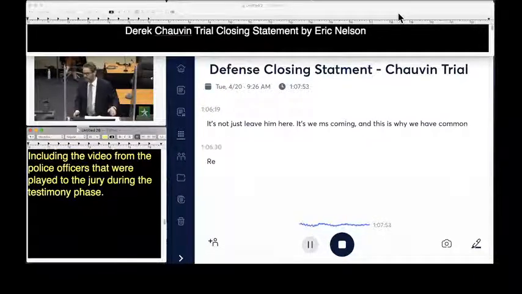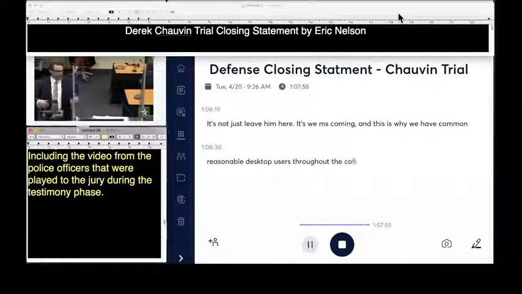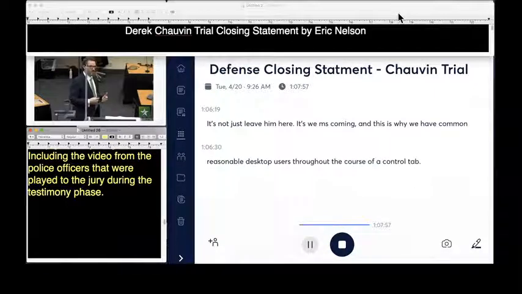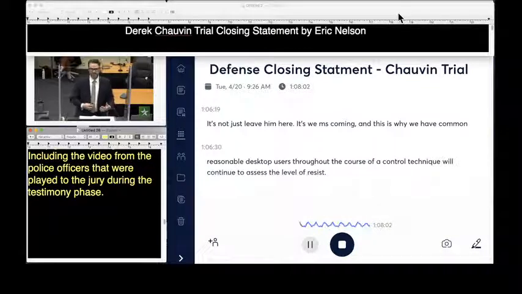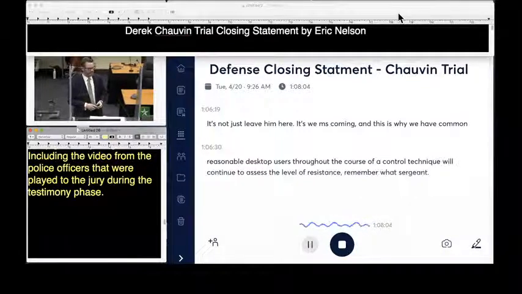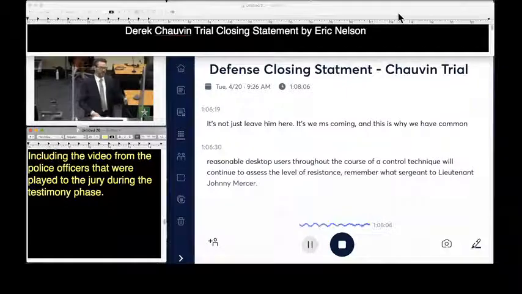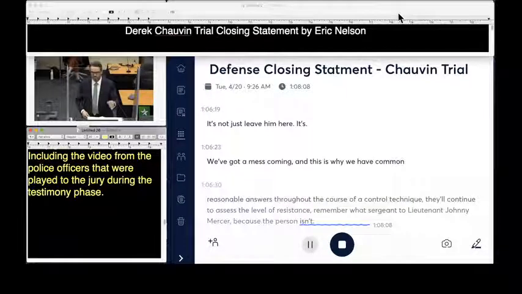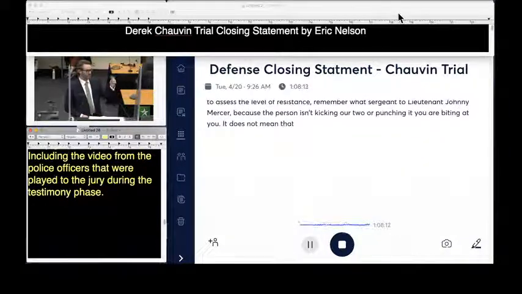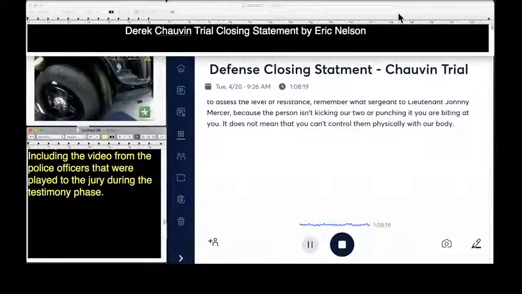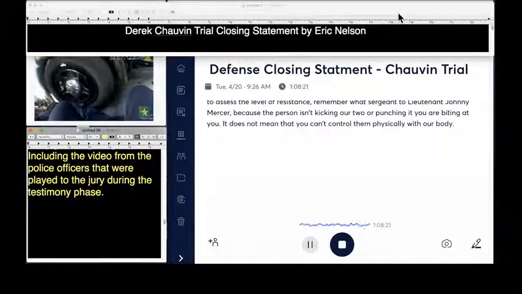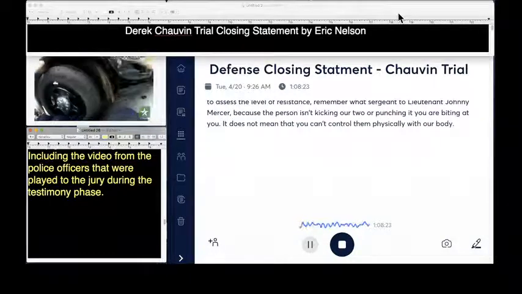Reasonable police officers, throughout the course of a control technique, will continue to assess the level of resistance. And remember what Lieutenant Johnny Mercil said. Simply because a person isn't kicking at you or punching at you or biting at you, it does not mean that you can't control them physically with your body weight. This is at 8:24.